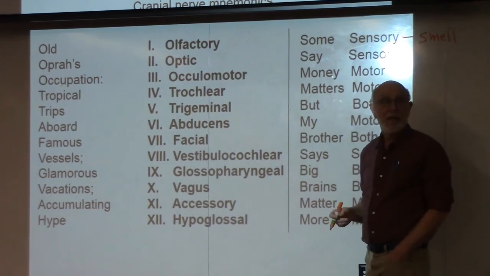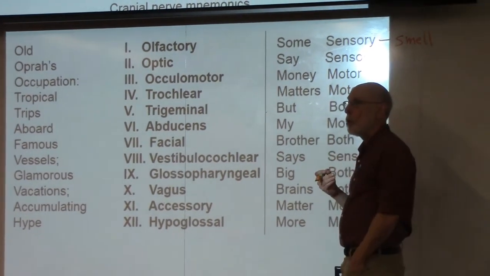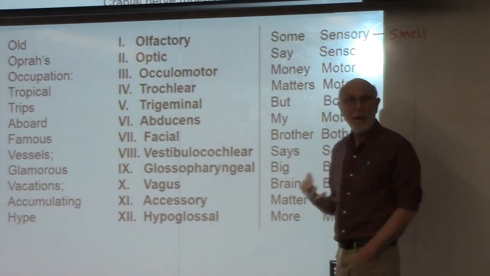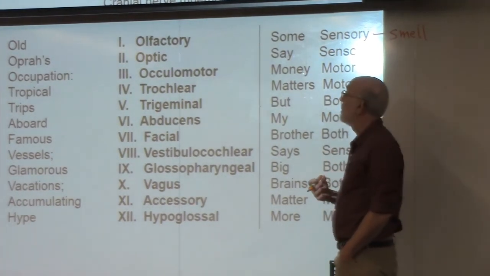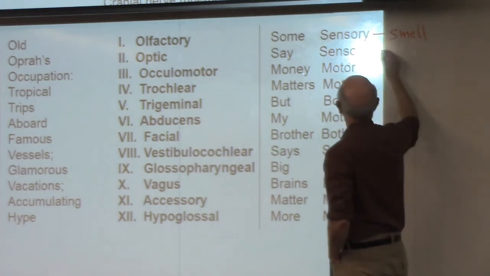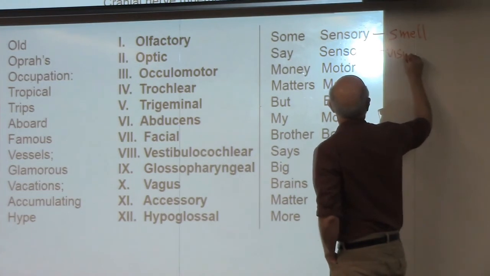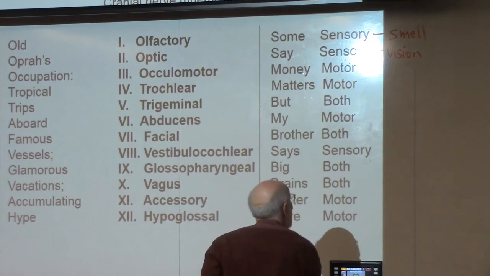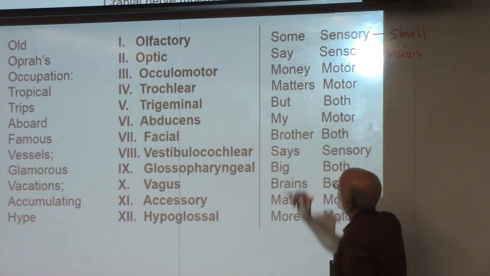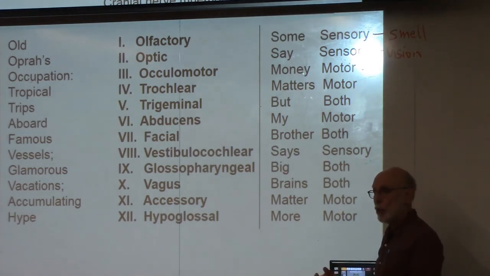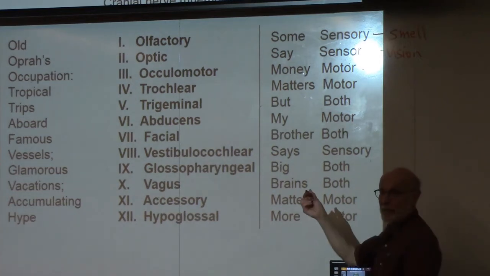Olfaction. Sensory information from the nose to the brain, serving the sense of smell. Sensory in the smell modality. Optic is a sensory nerve, and you know what it's for. It's for vision. Oculomotor. Money. Motor. Oculomotor. Movement of the eyes.